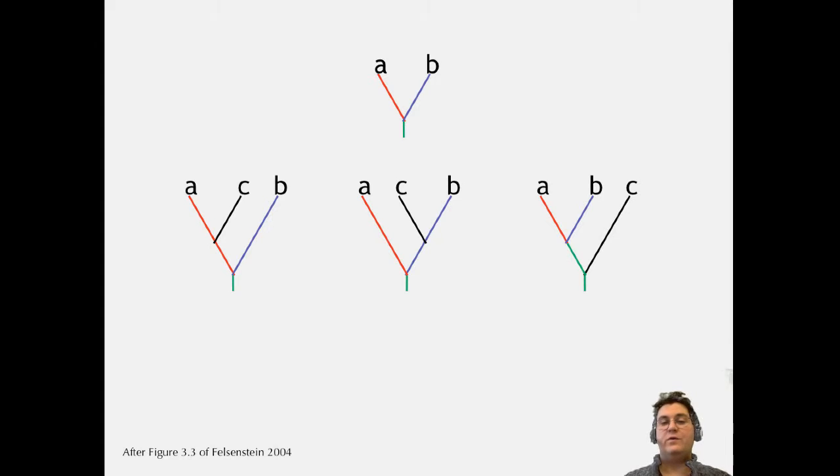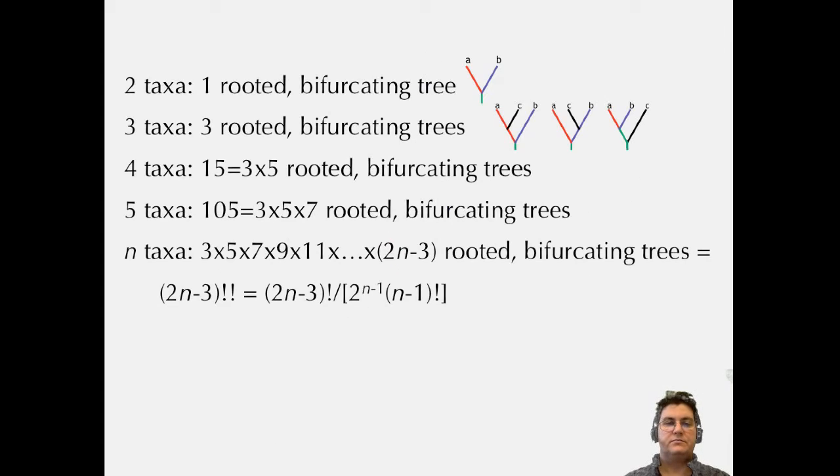What if I want to add a fourth taxon? Where could that go? Well, that could go on this middle tree to any of these branches. And on the left tree and the right tree, it could also go on any of those 5 branches. And so that results in 5 for each of those trees, so 5 times 3, 15. Okay, so for 4 taxa, there are 15 possible bifurcating rooted trees.